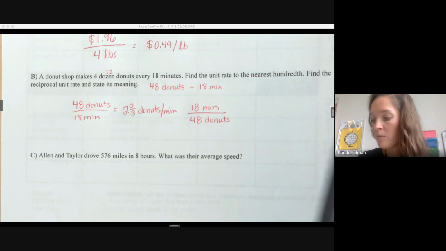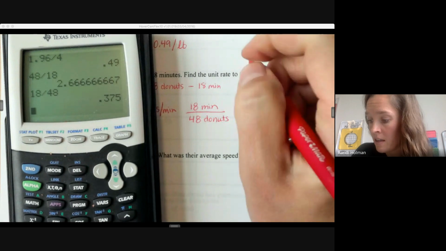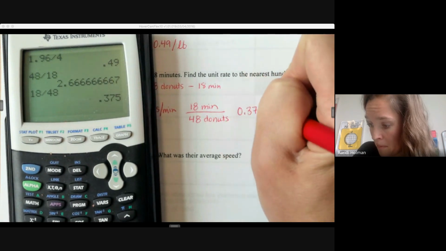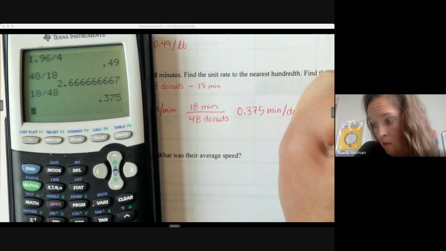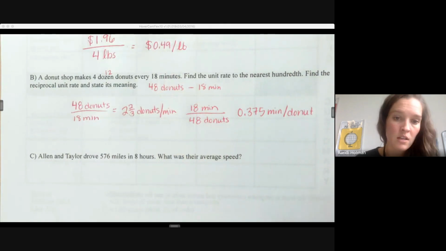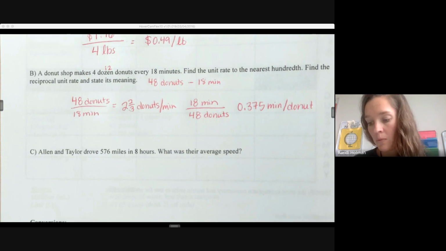Okay, if we go the other way, we have 18 divided by 48. So we get 0.375 minutes per donut, which means it takes 0.375 minutes to produce each donut. So either way, those could be helpful things to know, depending on what we're looking at.